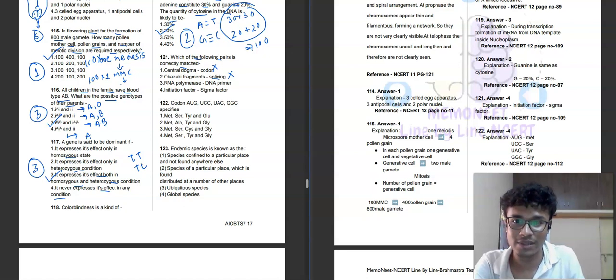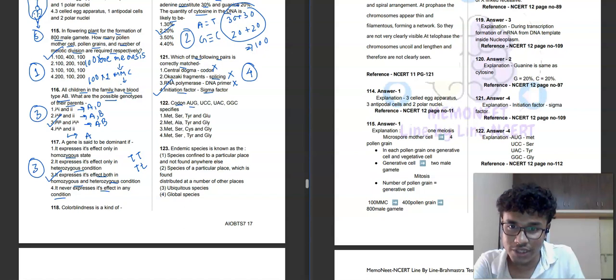Then RNA polymerase, DNA primer. It is also not correct. DNA template we can see, and RNA polymerase is not associated with DNA primer. Initiation factor, sigma factor. It is actually correct. Initiation factor is sigma factor. We can see this in translation. So fourth option will be our correct answer for this question. Moving towards the next question.